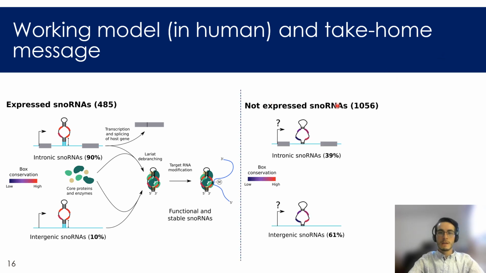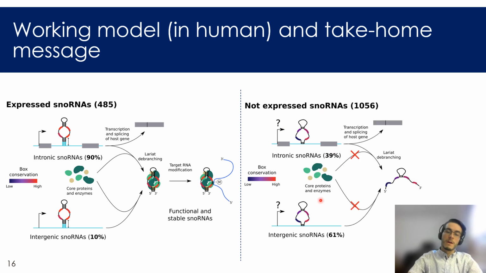Conversely, not expressed snoRNAs mostly are encoded within intergenic regions, and these snoRNAs mostly have poorly conserved box motifs, unstable structure, and also unstable terminal stems. We're not sure if these are actually transcribed since we don't detect them, but all of these features hinder their binding to core proteins and enzymes, and this results in unstable snoRNA, which is potentially rapidly degraded by exonucleases.